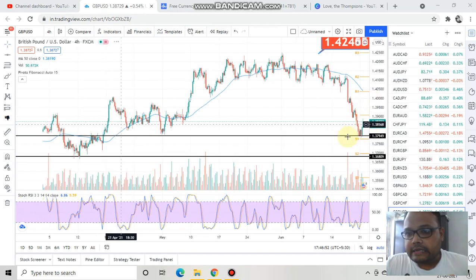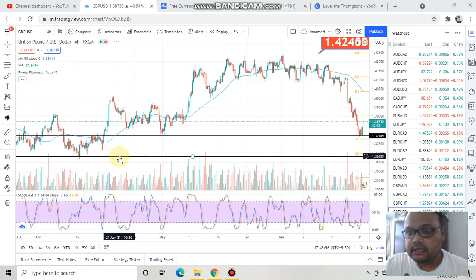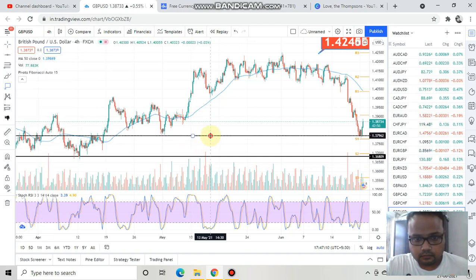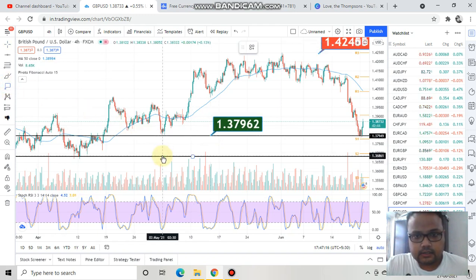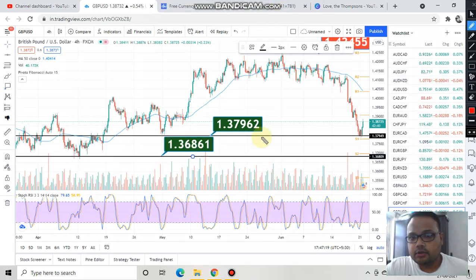And apart from this level, we have another support here in the form of 1.3680 level. Let me mark these levels. This is the first one and this is the second one. Okay. So this is the support 1 as of now, and this is the support 2.